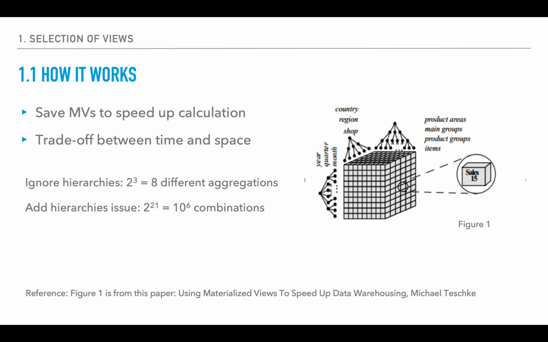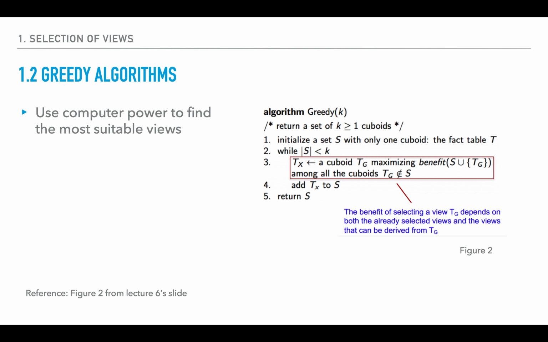In fact, the real-world problem may be more complex. We do not have enough space to store all views. We need to select some of the views to speed up our calculation based on our limited space. Here are 2 ways for selecting optimized views: greedy algorithm and the empirical selections.